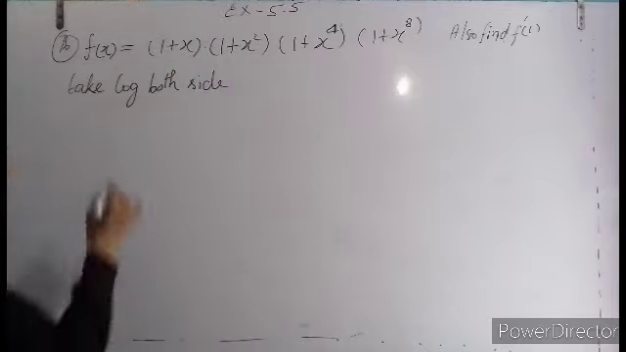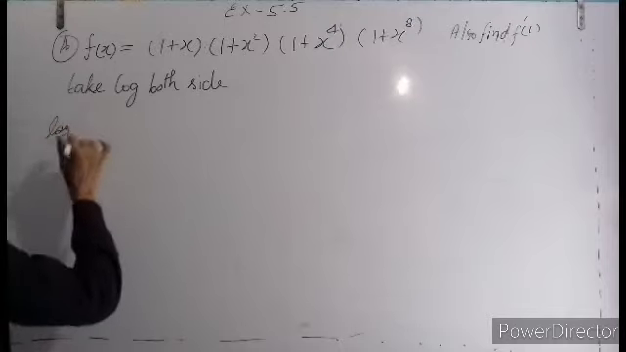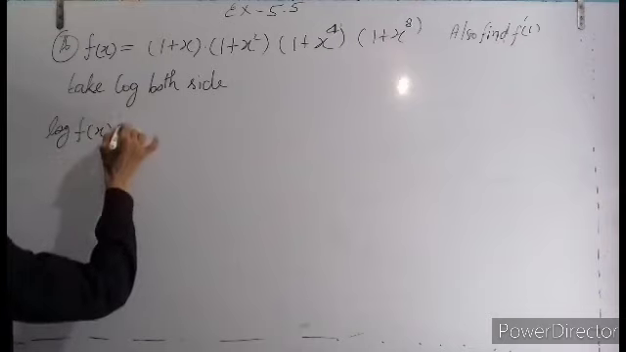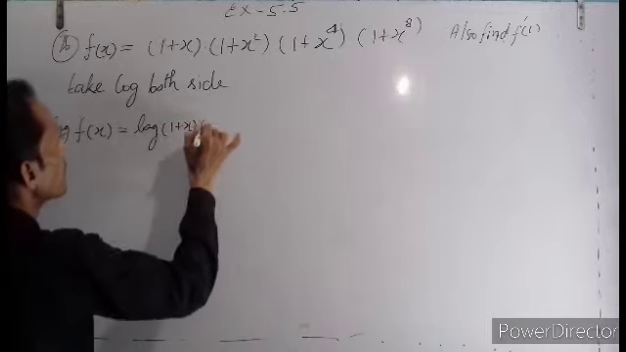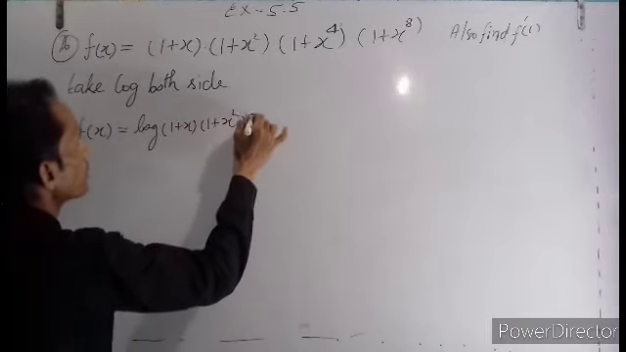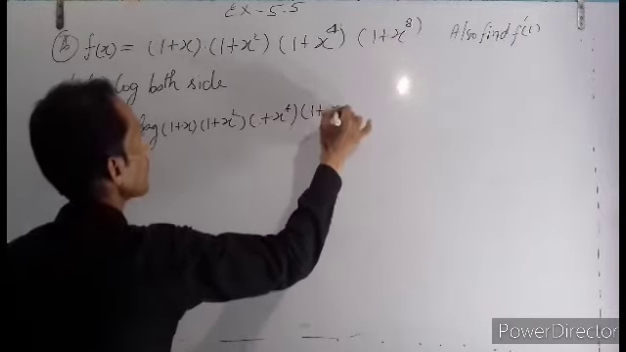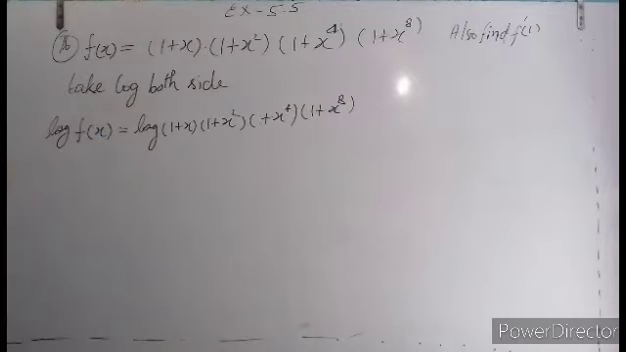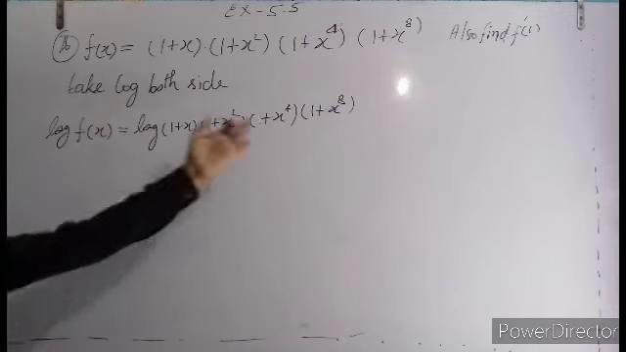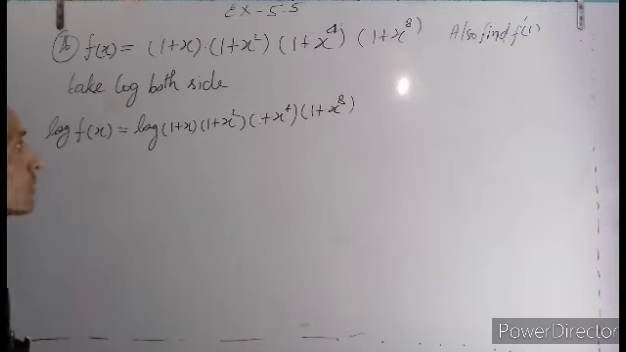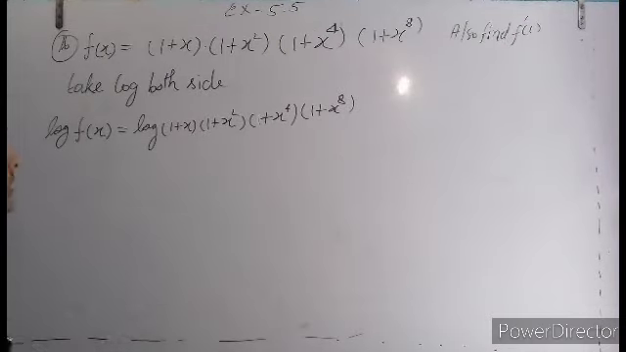Okay, so log of f of x equals log of (1 plus x) into (1 plus x square) into (1 plus x raised to the power 4) into (1 plus x raised to the power 8). Simplify using the property of log. On the RHS there is a single function, the product form of the functions. So use the property of log and multiplication: all the functions will come in additive form.